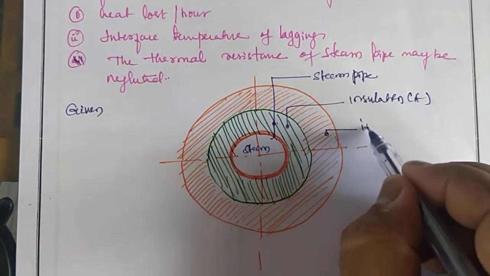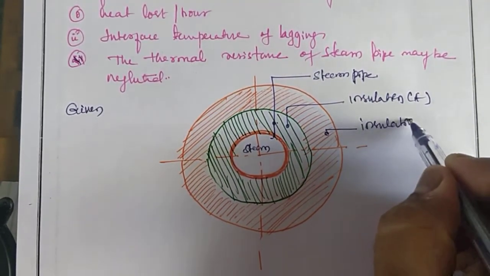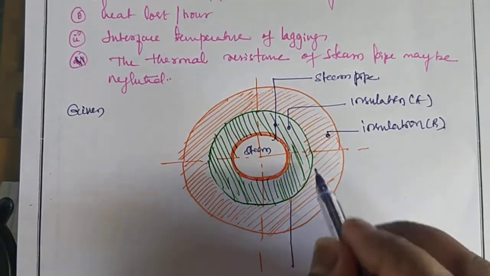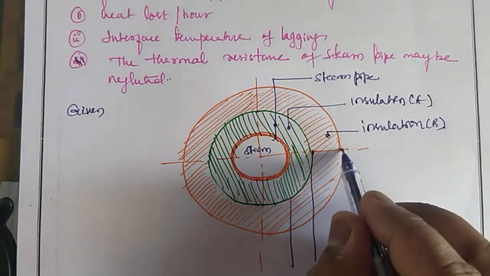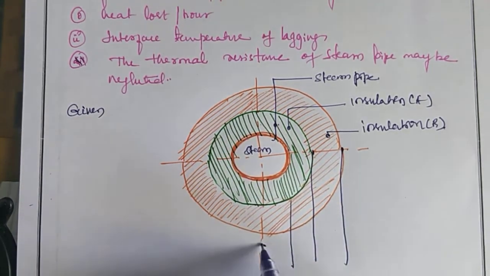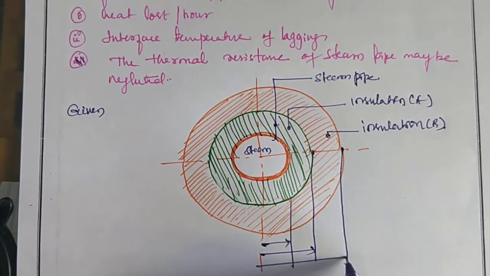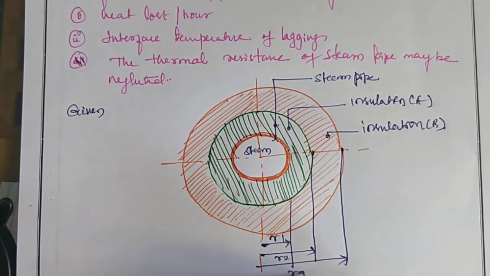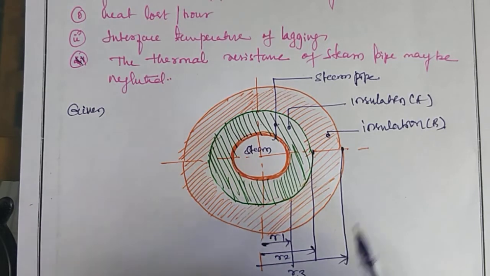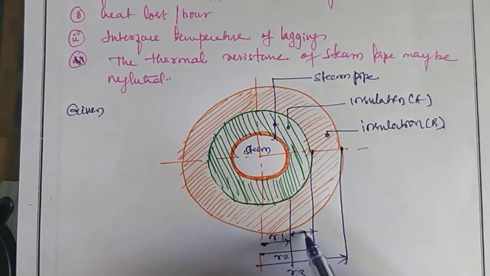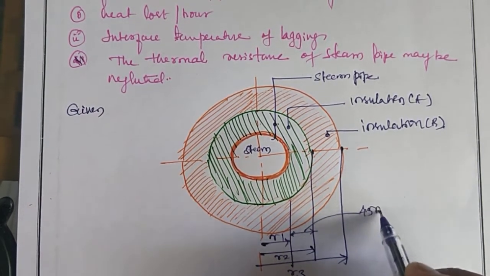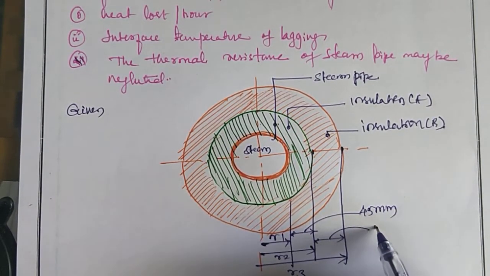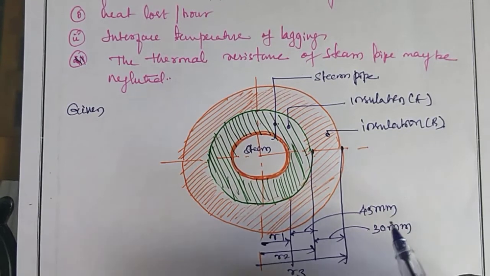And the radii of these are R1, R2, and this is R3. So this thickness is 45 mm, and this thickness is 30 mm.